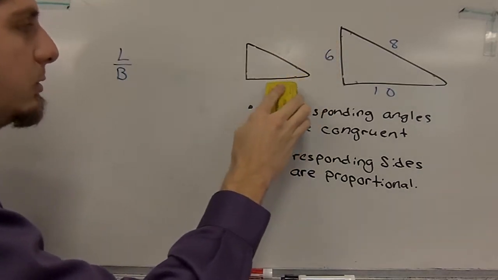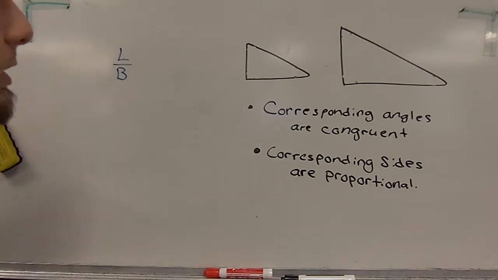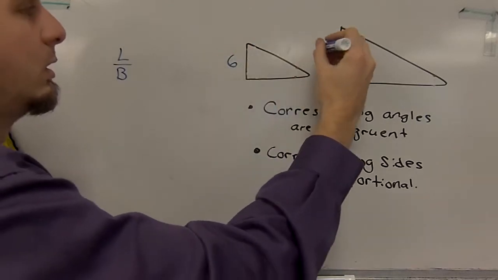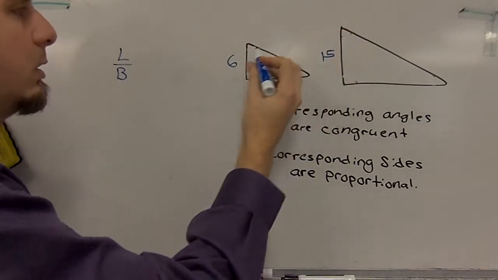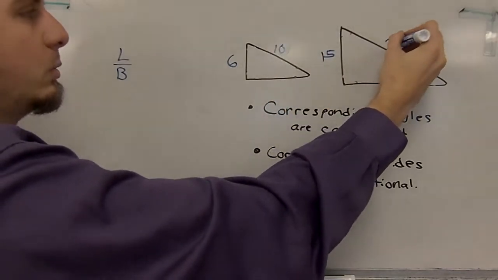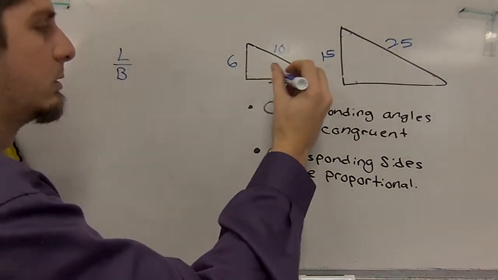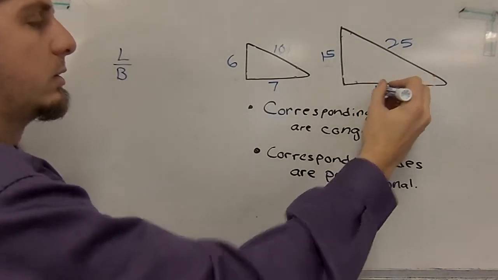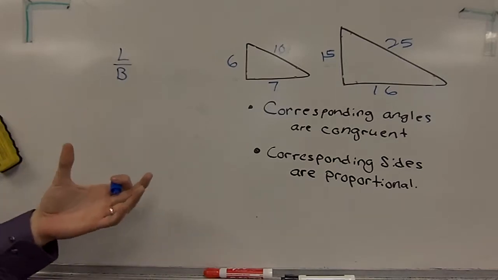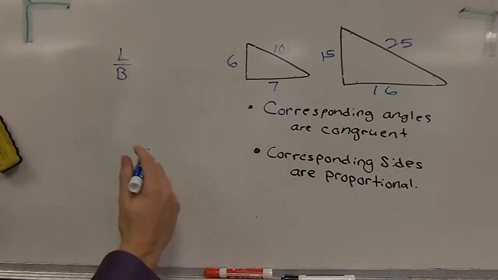So if you're given two triangles, and each triangle has their sides labeled, so we might do 6 and 15. We will do 10 and 25 here, and we will do 7 and 16 here. So what we would do if we want to figure out, are these two triangles similar? Again, we're going to take their corresponding sides and set them up as ratios or fractions.